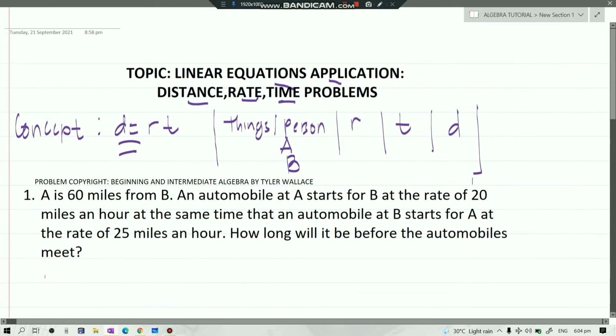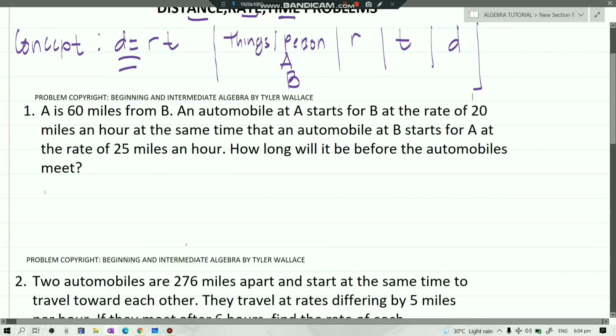Okay. So A is 60 miles from B. An automobile at A starts for B at the rate of 20 miles an hour at the same time that an automobile at B starts for A at the rate of 25 miles per hour. How long will it be before the automobiles meet? So the solution here is to make a table.